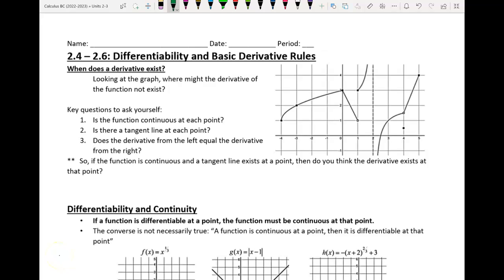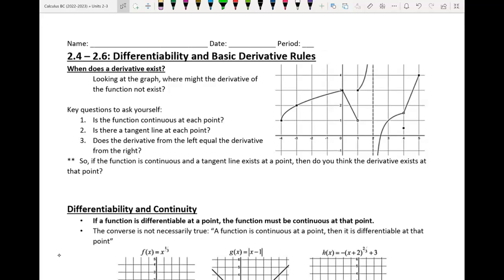Again, looking at the graph here, we want to know when does the derivative not exist. So looking at each of those, where might the derivative of the function not exist? Can you list out all the x values where there is no derivative, where it's not differentiable?